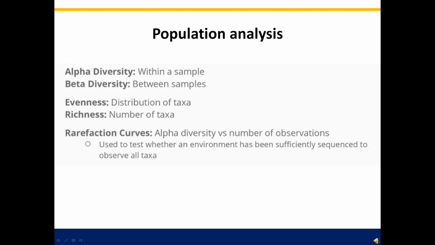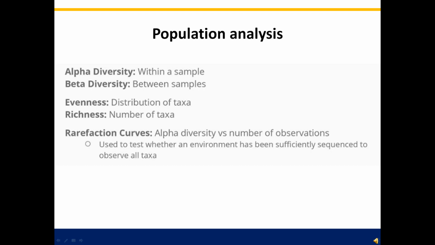Coming to population analysis, this is the most important analysis from the microbiome or metagenomics point of view. The two kinds of analysis we perform are alpha diversity and beta diversity. Alpha diversity is the difference within a sample, and beta diversity is the difference between samples. Here we consider two important factors, evenness and richness. Evenness is how the taxa are distributed, and richness is how many taxa are present. Then there are rarefaction curves, which plot alpha diversity versus the number of observations.